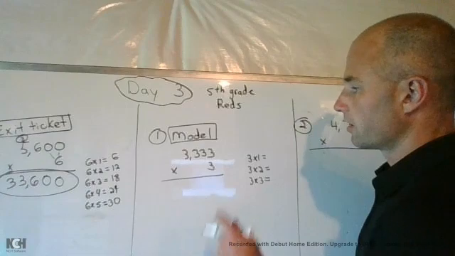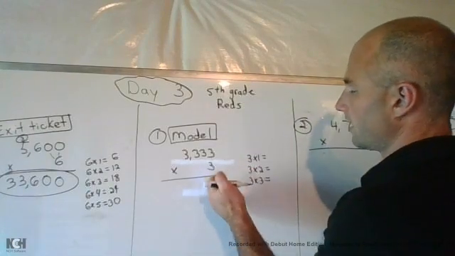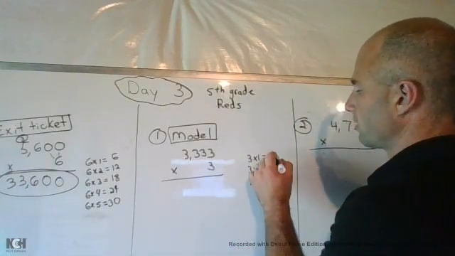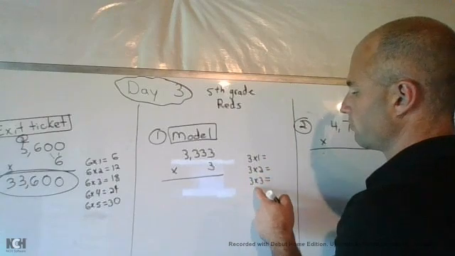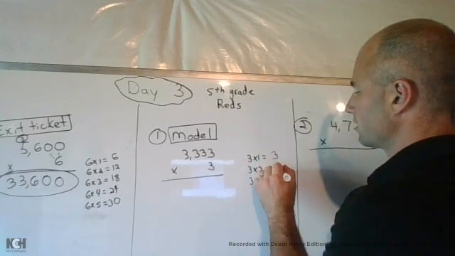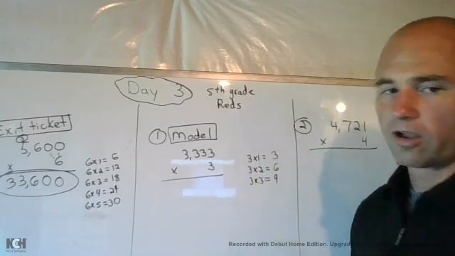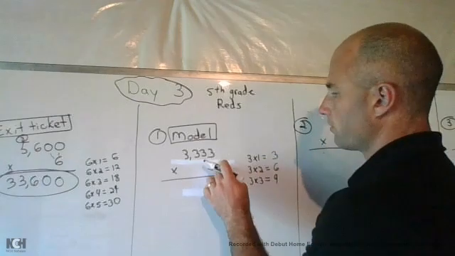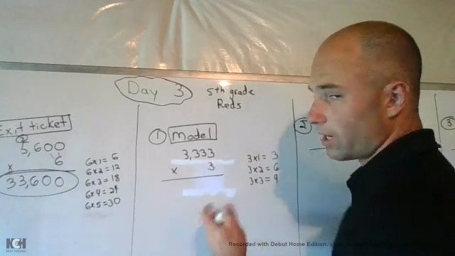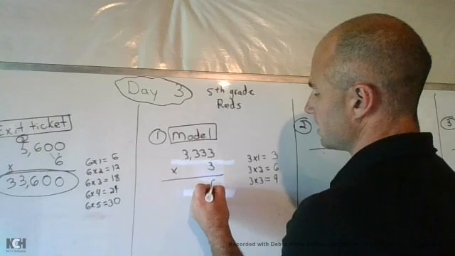So let's get started. 3 times tables is what I'm going to write over here. 3 times 1, 3 times 2, and 3 times 3. 3, 6, and 9. That's all I need to know for this problem. 3 times 3, and you're doing it quite a lot, aren't you? 3 times 3 is 9.